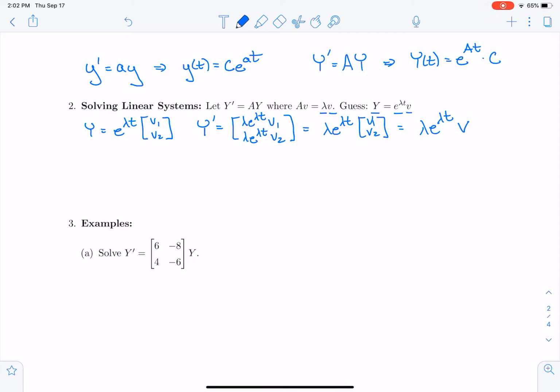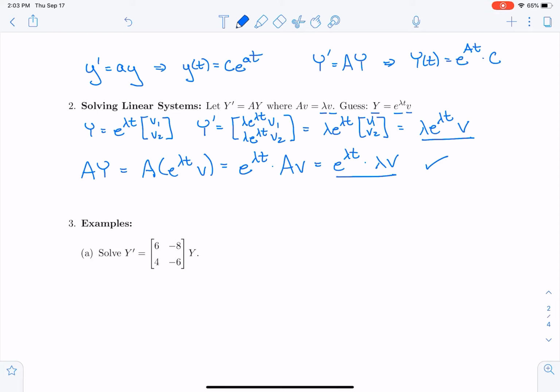Now, what is A times Y? Well, that's going to be A, the matrix, done to e to the lambda t times the vector v. But e to the lambda t is just a scalar value, so I can factor that out. So it's e to the lambda t times Av. That's going to be e to the lambda t times, well, since v is an eigenvector, Av is actually lambda times v. And so, in fact, our derivative does match A times Y. So our solutions can be written in the form Y equals e to the lambda t times v, where lambda is the eigenvalue and v is the corresponding eigenvector.